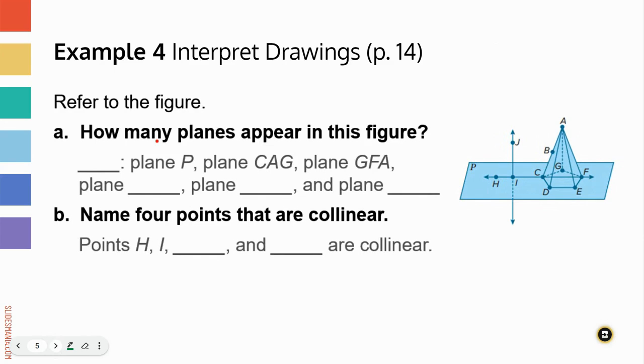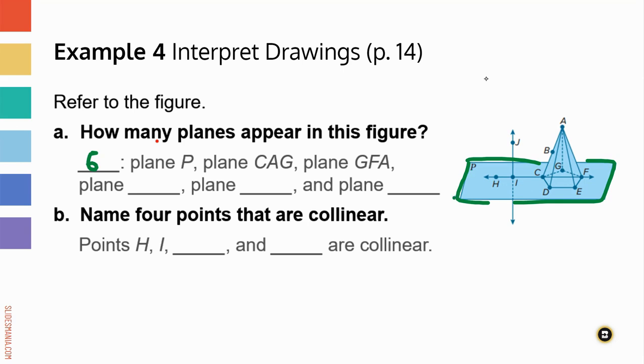So we're going to go through example 4. Referring to the figure, how many planes appear in this figure? In all, we've got this rectangular plane. So the rectangular plane is one. And then we've got this prism. This prism has 1, 2, 3, 4, 5 faces. If you count all the way around, there's 5 faces. So those are 5 different planes plus this rectangular plane. So that's 6 altogether.